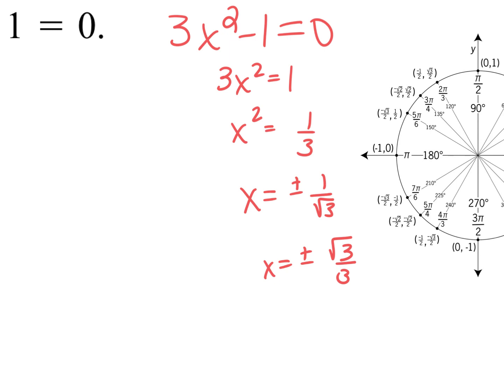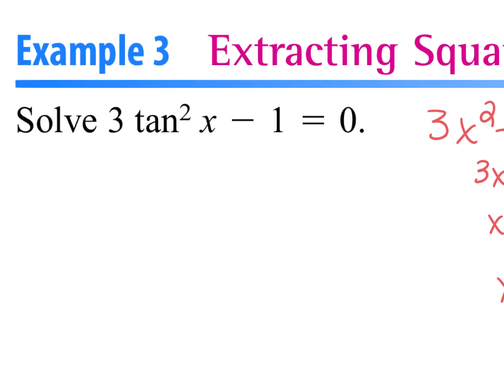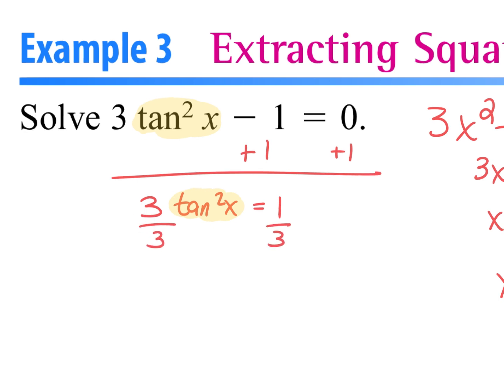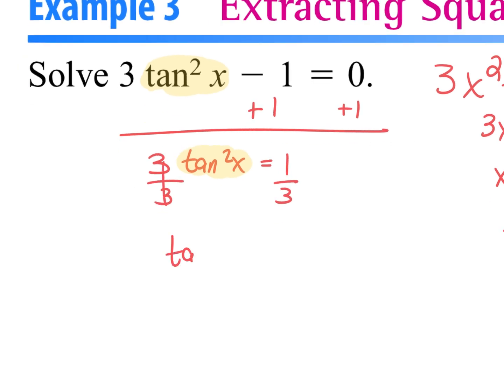You guys agree? Everybody understand? The square root of 1 is just 1, so we would just leave it. So guys, same thing here. I want to get the tangent squared by itself. So what would we do? We're going to add 1 to both sides. So I have 3 times tangent squared equals 1. Again, we want tangent squared by itself. So we're going to divide by 3. Perfect. So tan squared of x equals 1/3.